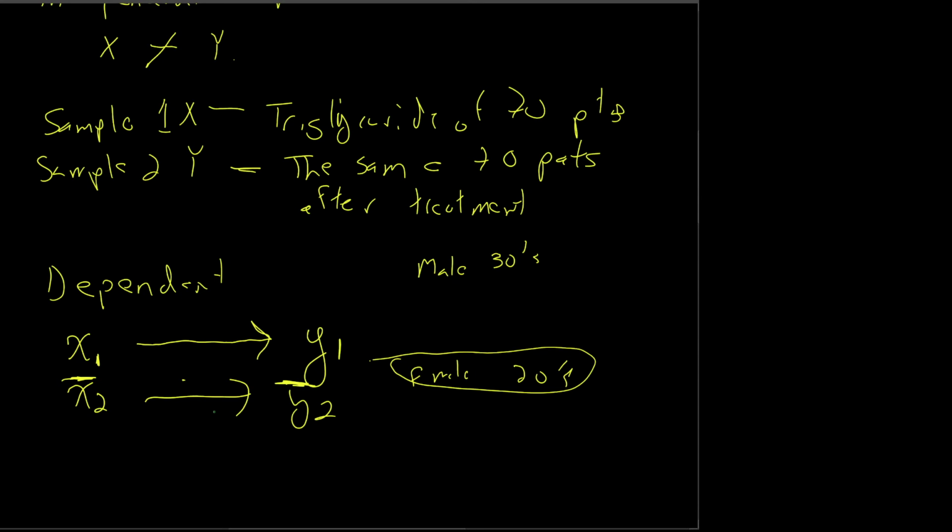And so dependent samples are a way of gathering things that we may know or we don't know in our experiment and making sure that all the same things match. It's a good way to control what we're looking at, because the only thing that's different between x2 and y2 is the treatment.